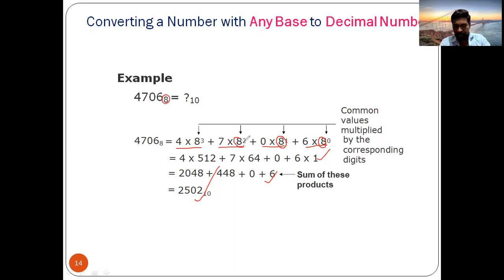The process will be the same. Clear? Suppose base 4 is given. Replace here 4 power 0, here 4 power 1, here 4 power 2, here 4 power 3. That's it. You just substitute whatever value is given in these places, and you will get the final answer. So this is the model of how to solve the conversion of a number with any base to a number with decimal.